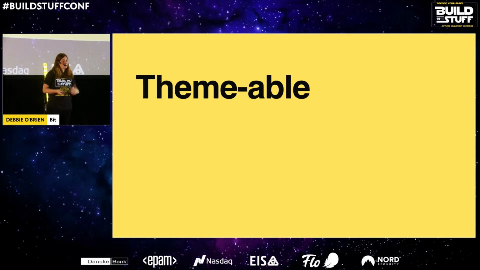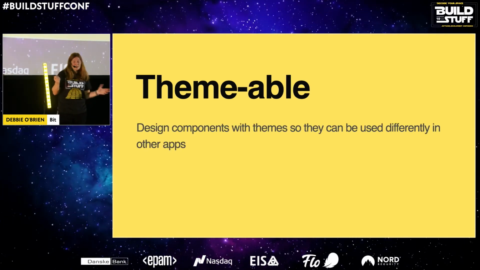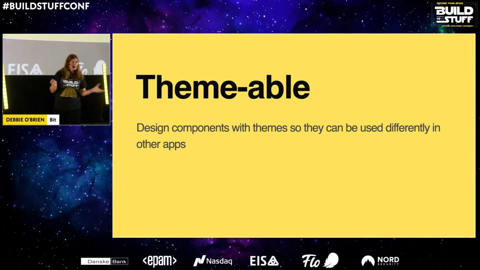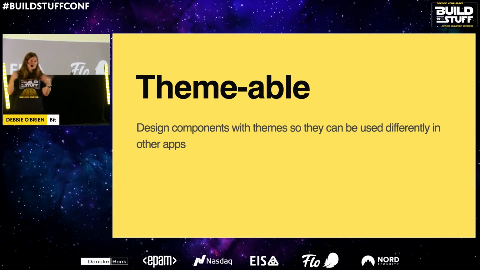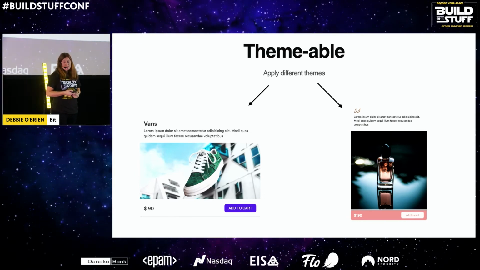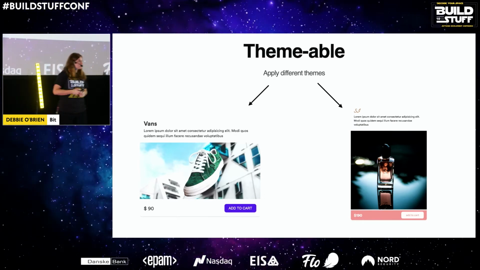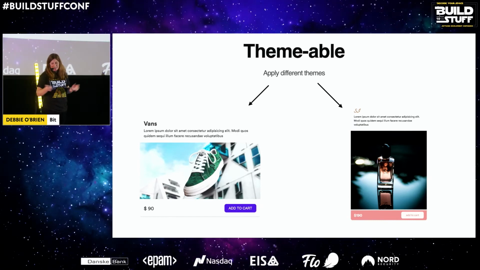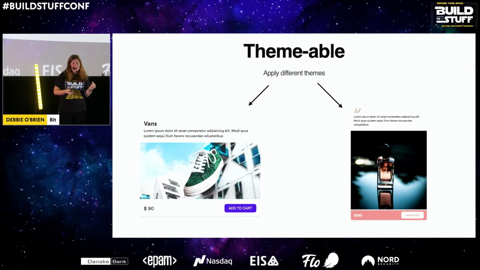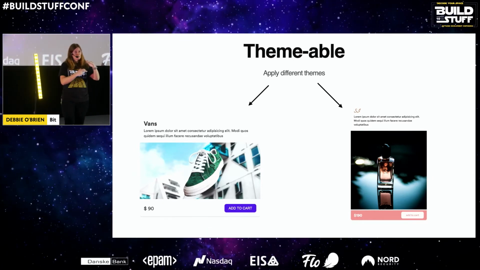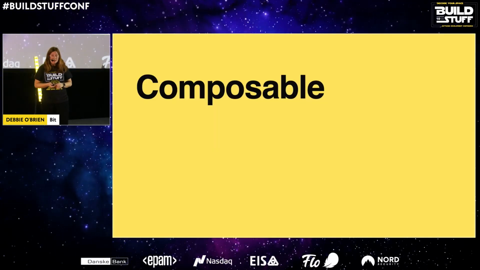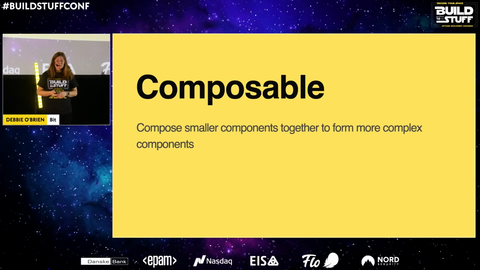Sounds simple, right? So themable, we all know what themable means, right? Design the components with themes so they can be used in other applications in different scenarios, in different ways. You have the same component, you're just reusing it. Like my product card. In the shoe store, it looks like this. And in the perfume store, it looks completely different because I've got a different audience. I want it to look a bit different. But it's exactly the same component using exactly the same versions. The only thing is it's wrapped in a theme provider that just provides different colors and different styles. And that's it.